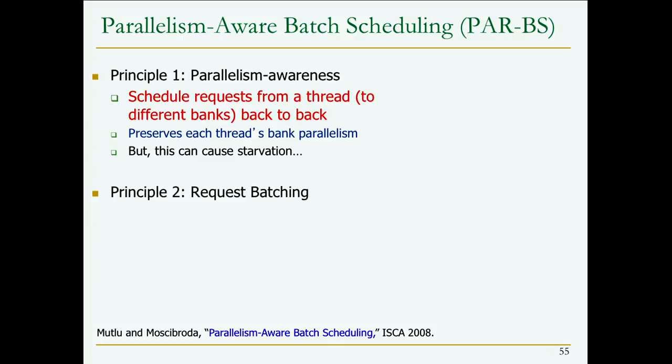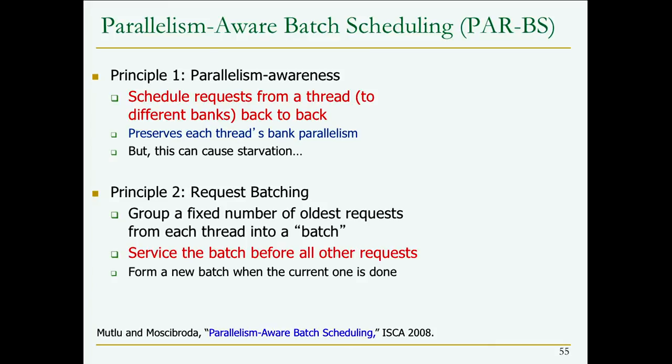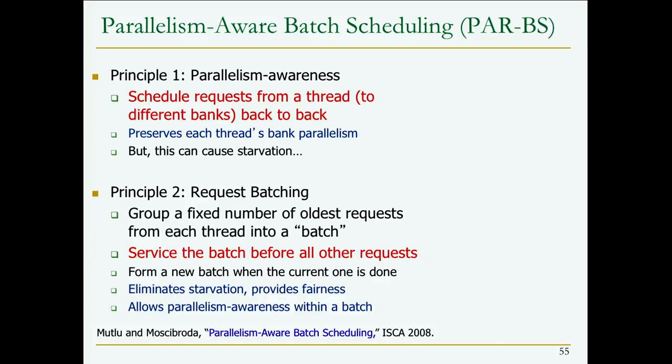So to eliminate starvation, the second principle is called request batching. This is actually a really old principle that was used in hard disks in the 1960s, the first time. The basic idea is to group a fixed number of oldest requests from each thread into what is called a batch, and service that batch before all other requests. So all these requests that are in this batch are going to be serviced, and I'm not going to reorder any other newer requests into this batch, before this batch, and form a new batch when the current one is done. So this eliminates starvation and provides fairness, and allows parallelism awareness within a batch.